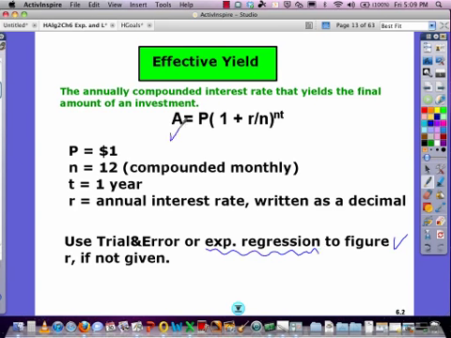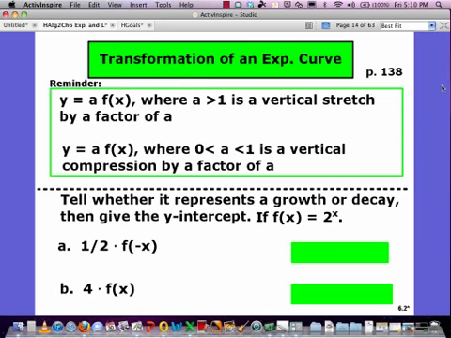So if I gave you your invested amount, what it turned into, what you invested originally, the number of compoundings and the time, so I gave you everything but R, you'd have to undo that equation. It gets a little complicated, but you could undo that. Or you could use exponential regression. And we've done quadratic regression and linear regression, so you know where to find that. Again, there's an example in our textbook like that.